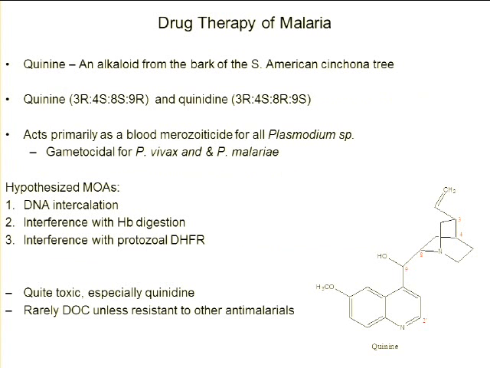These drugs are quite toxic, particularly quinidine. The fatal dose is 2 grams. So that's not a whole lot. You think of a patient taking 500 milligrams. Well, 2 grams is only 4 times that much. So the fatal dose is very low. It's rarely going to be a drug of choice unless you see resistance to the other antimalarials.